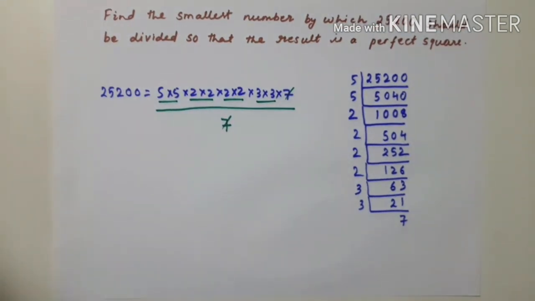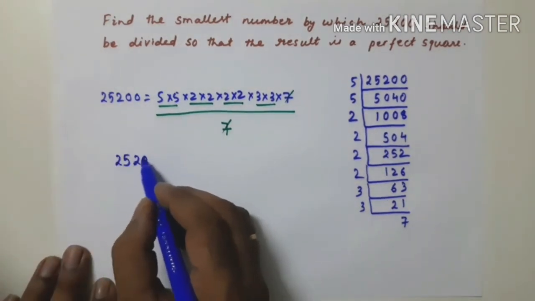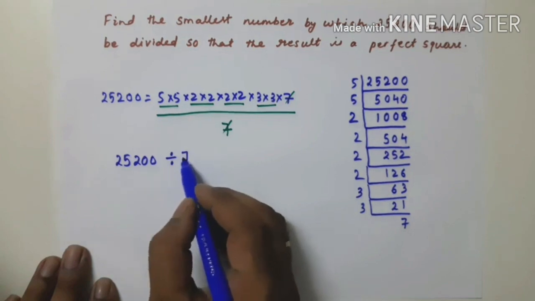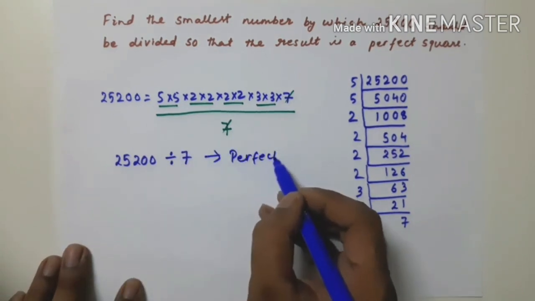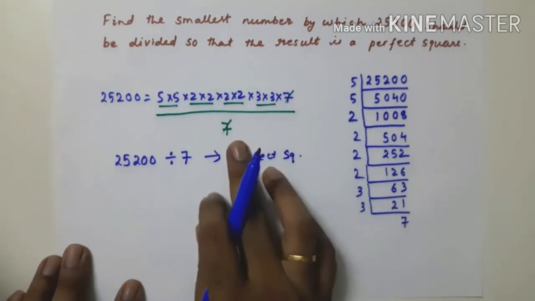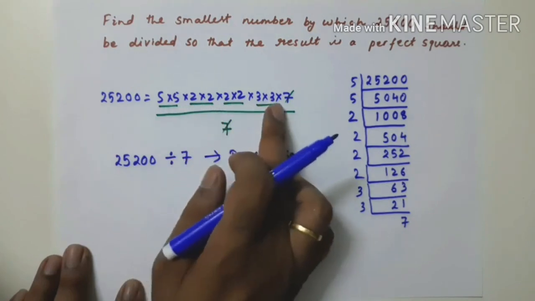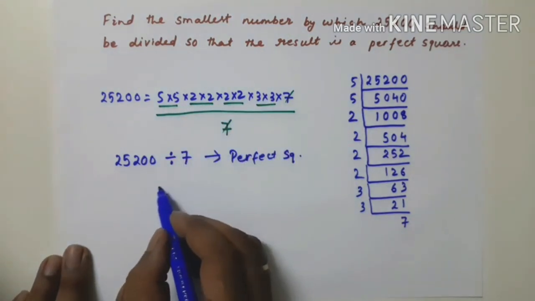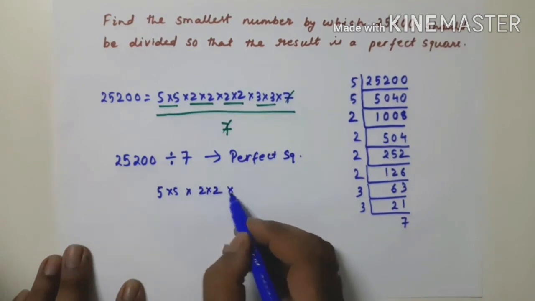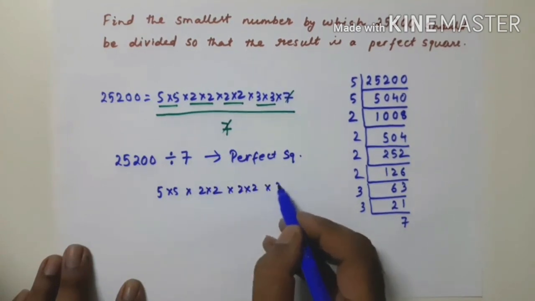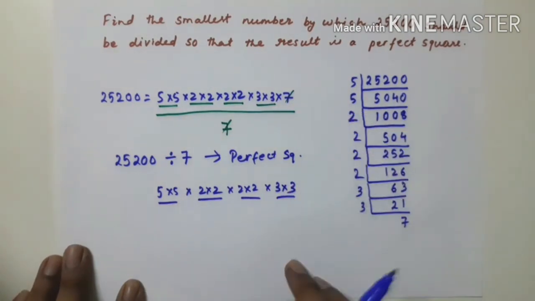So we can write it like this. If I divide 25,200 by 7, the result we get will be a perfect square. Because you can see here when I divide by 7, this 7 and 7 get cancelled, we will be left out with these 4 pairs. So it will be like 5 into 5, 2 into 2, 2 into 2 and 3 into 3. These will be the left out pairs when we take out 7.